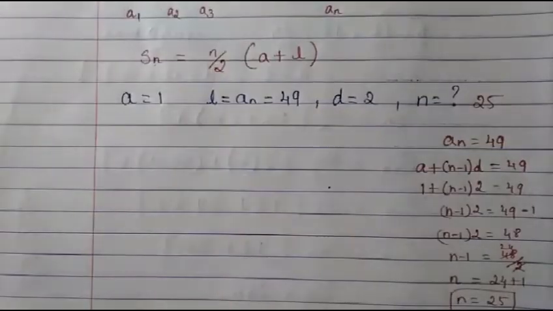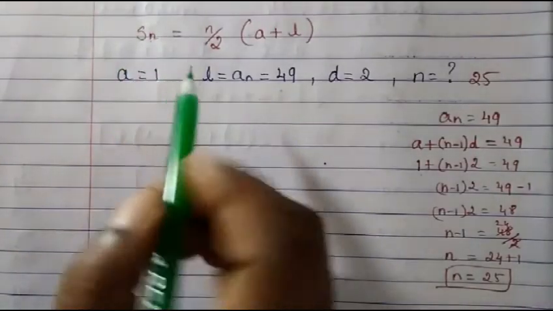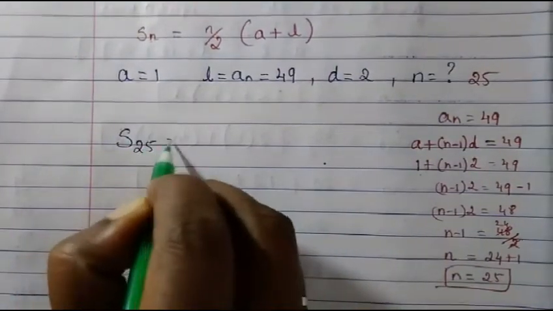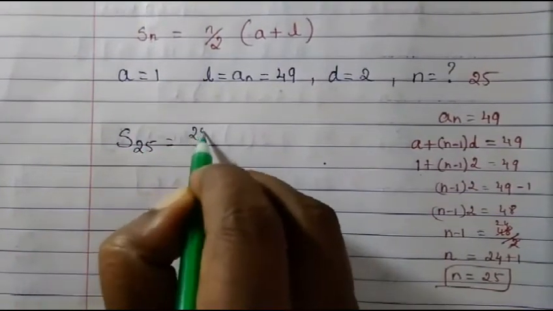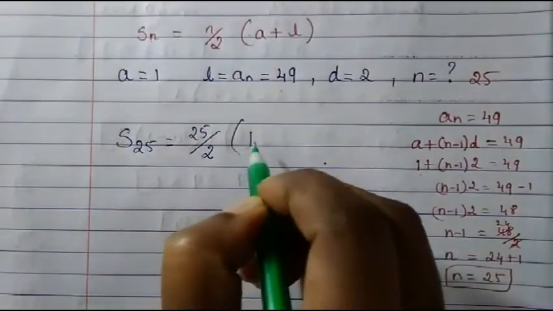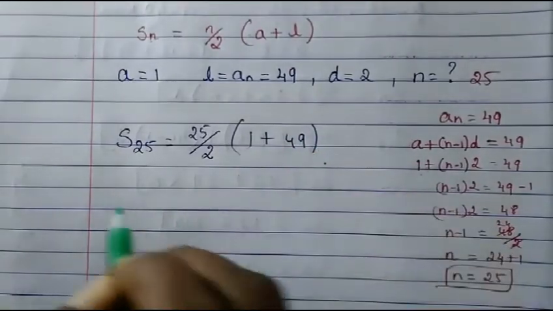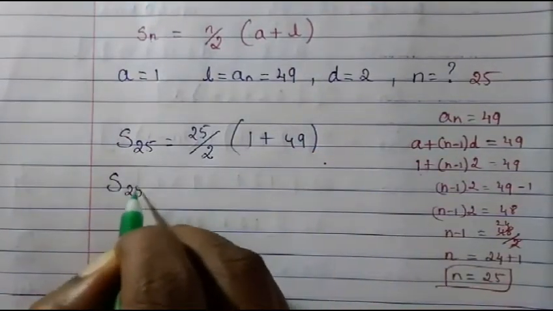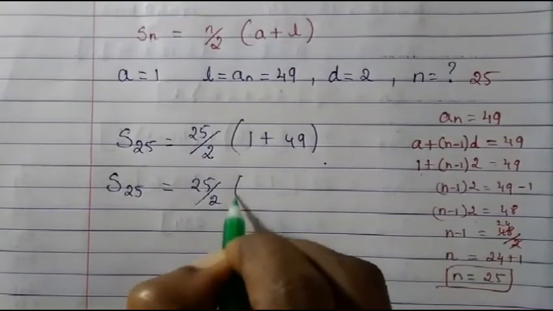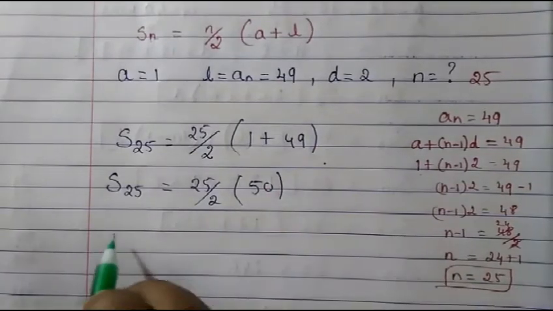So now let's put it in the formula. Now we have all the values. The formula is Sn equals n upon 2 into first term plus last term. The n value is 25 we found out, then 2, the first term is 1, and the last term is 49. So sum of 25 terms equals 25 upon 2 into 49 plus 1, which will be 50.